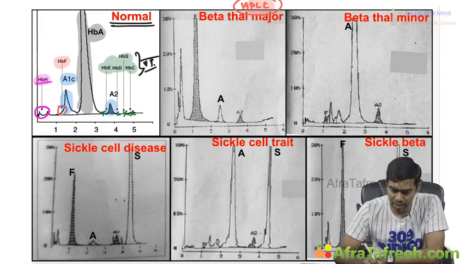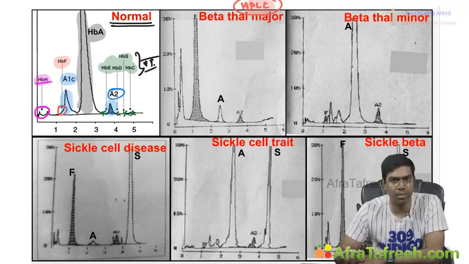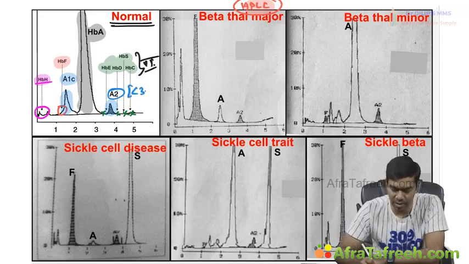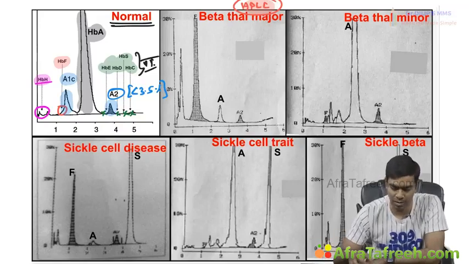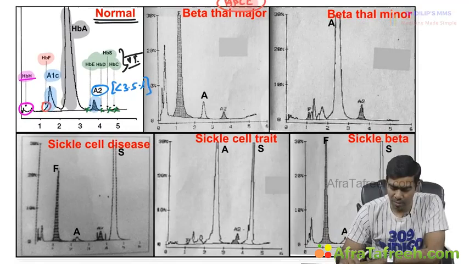And you will see HbA2 also. This is also very normally seen, but HbA2 is typically less than 3.5%, or some books will give you 3% also. Both are correct, but you can set 3.5 as a cutoff. Anything more than that you call thalassemia trait. That's all. So these are some of the important things.